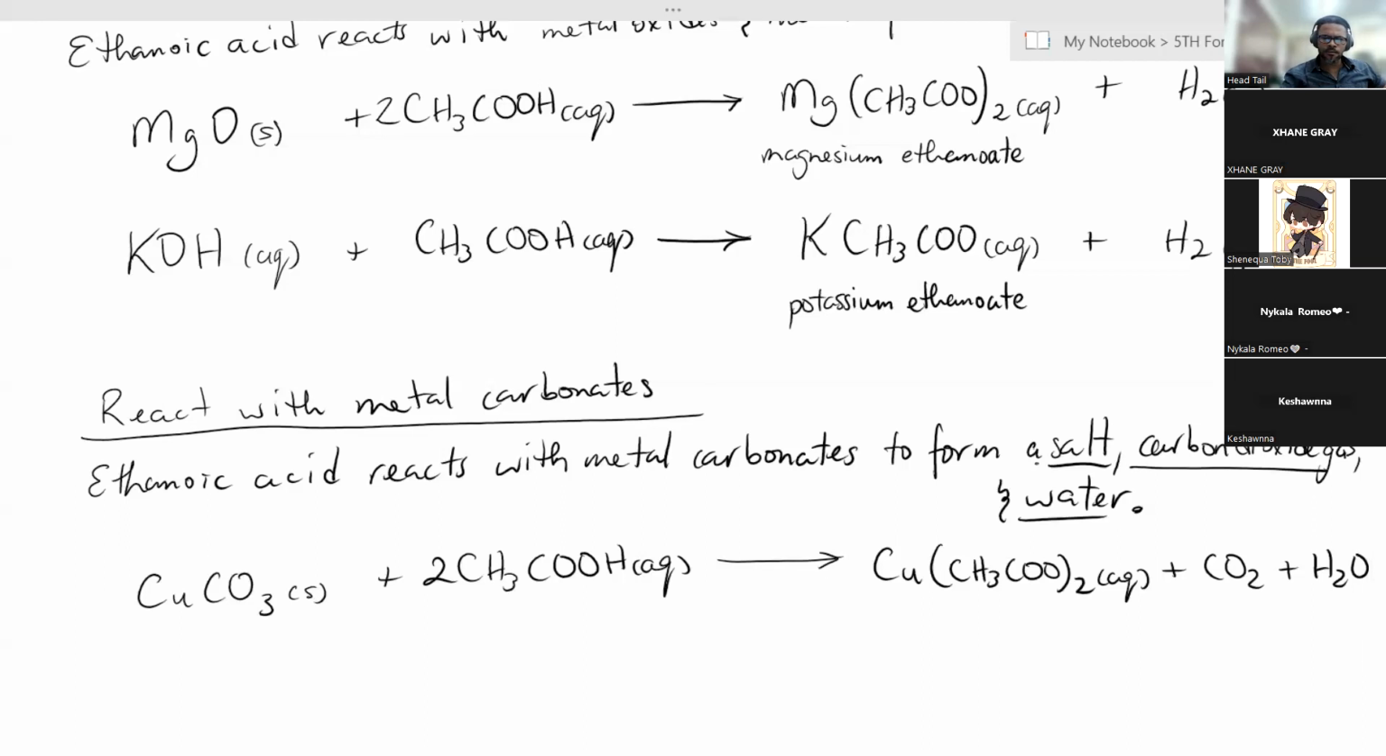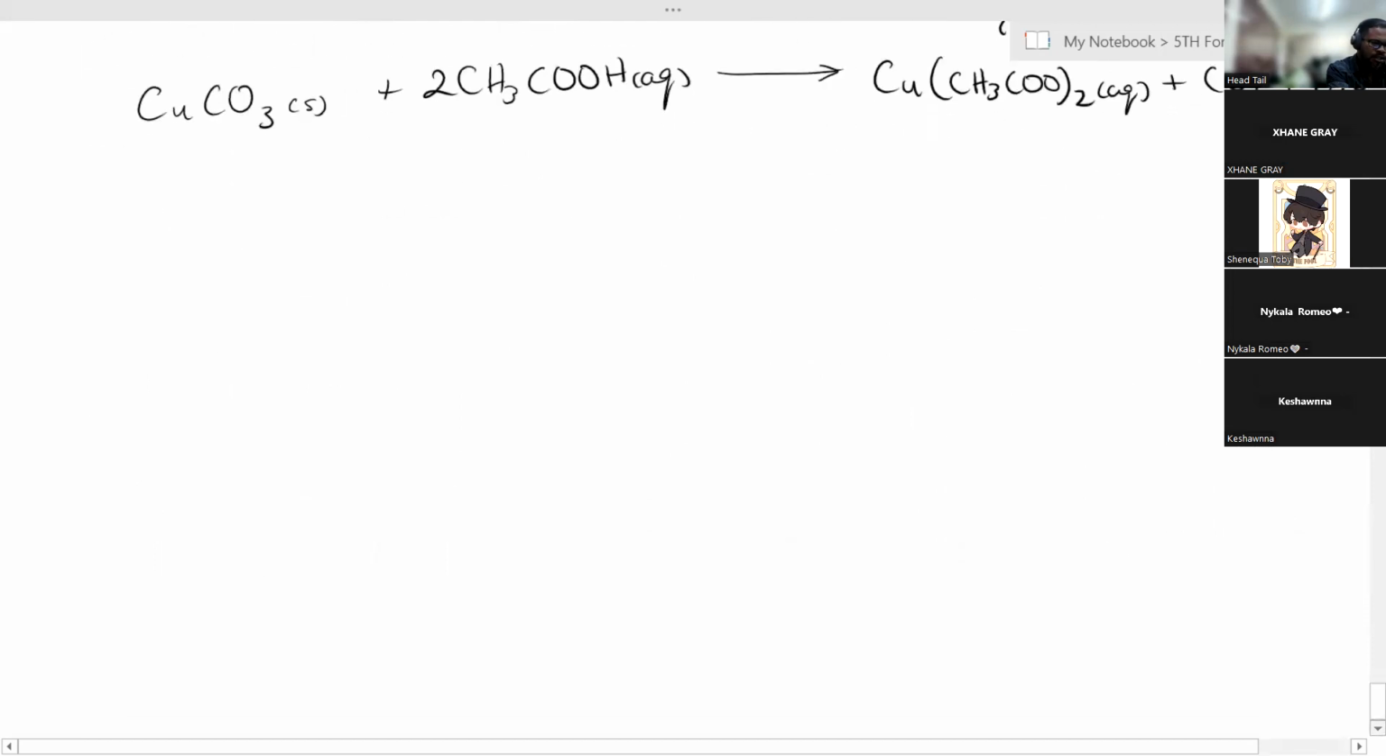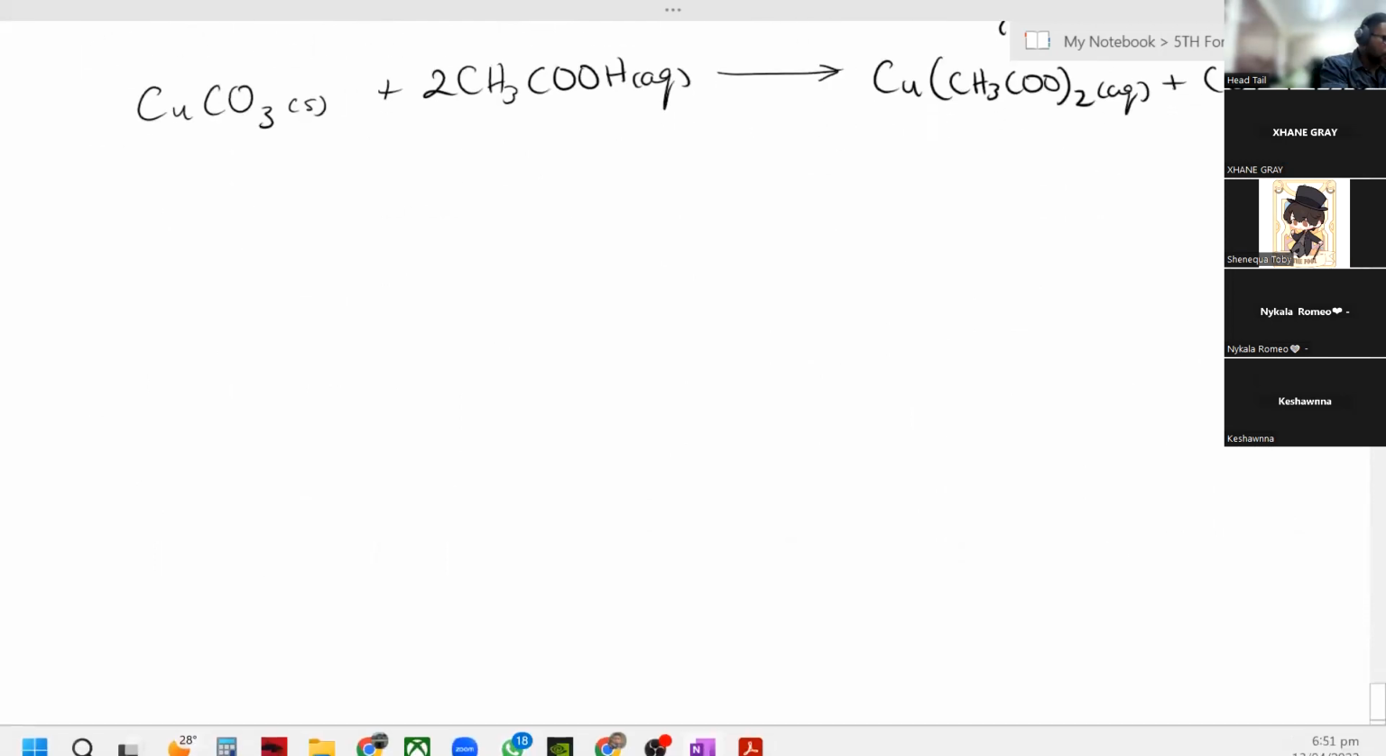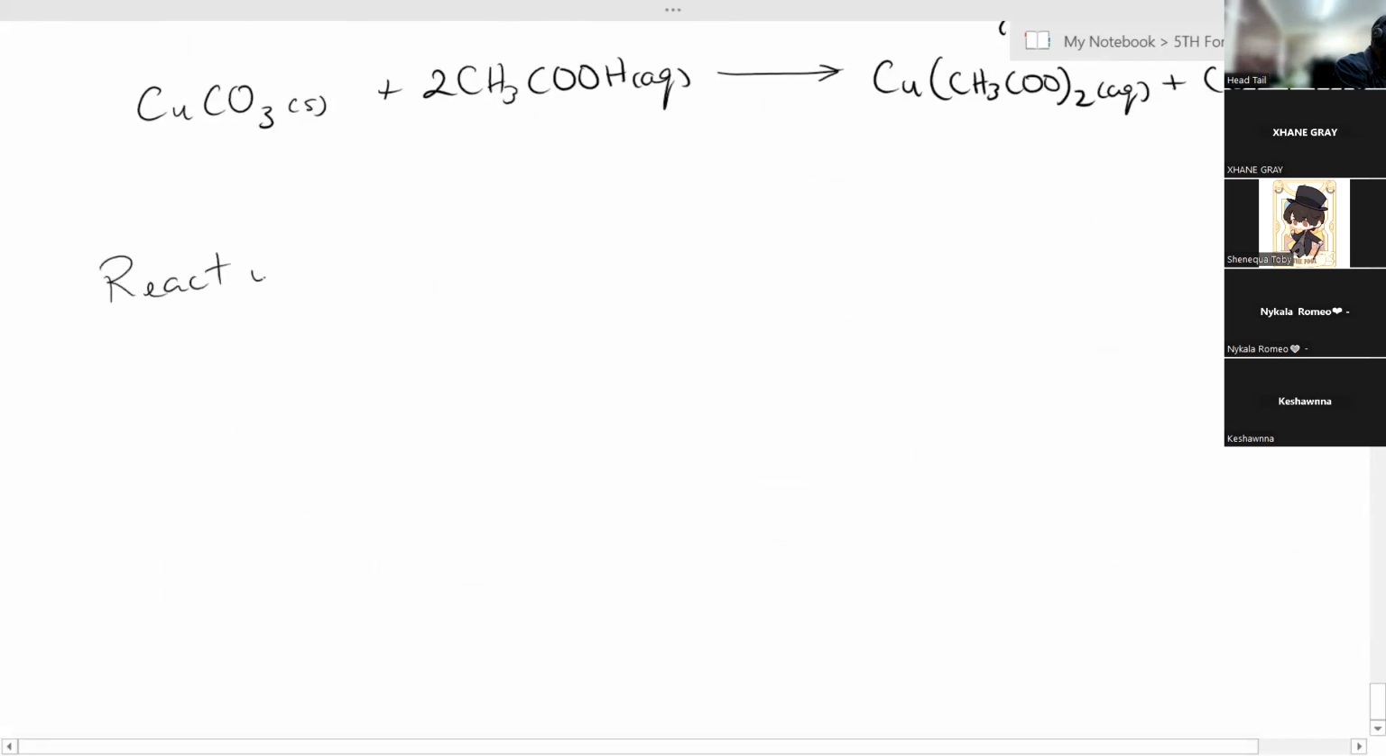So the last reaction that ethanoic acids have, and that's what we're going to be touching on today, is that they react with alcohols. I'll write this out differently than in the book.